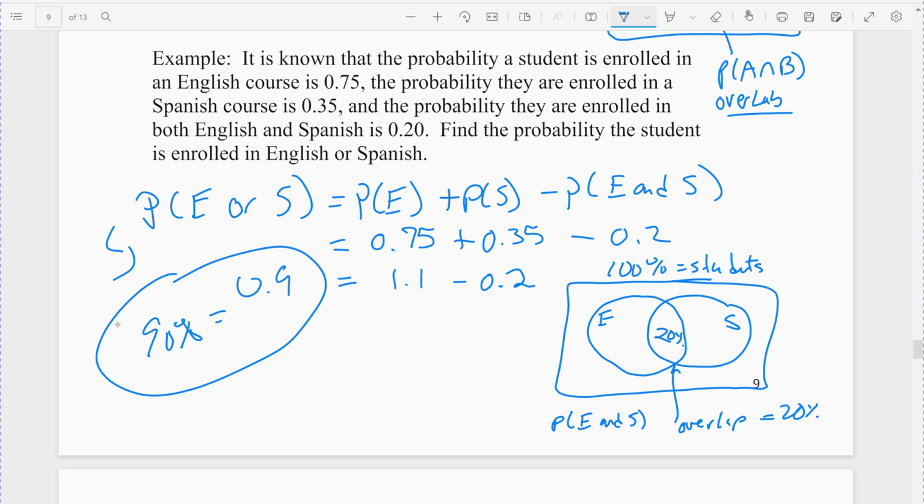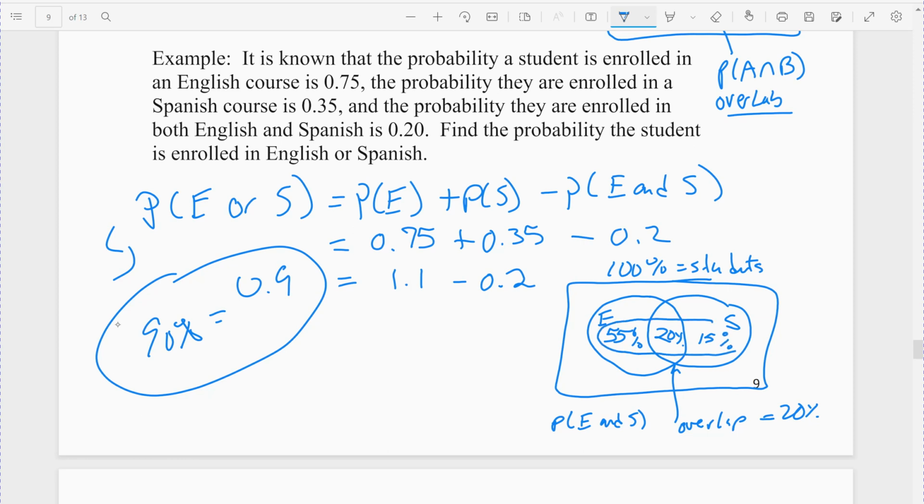I've already counted 20% who are also enrolled in Spanish, which leaves 55% who are in an English class but not a Spanish class. English circle adds up to 75%. Do the same thing with the Spanish. The Spanish circle should add up to 35%. We've already counted 20% of them that are in an English class, which leaves 15% that are in a Spanish class and not an English class.